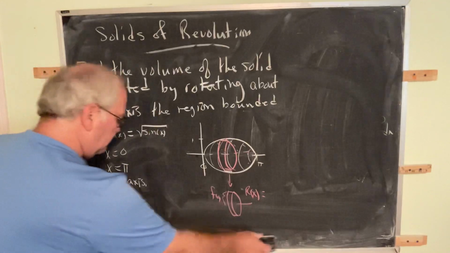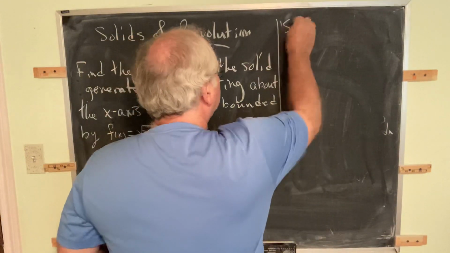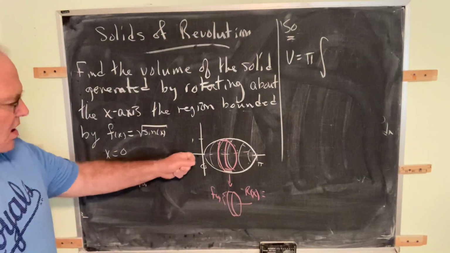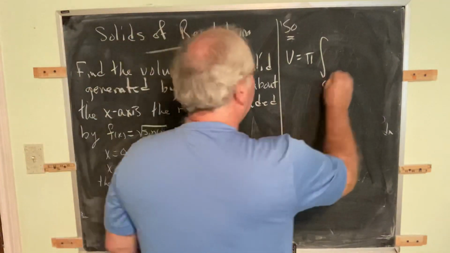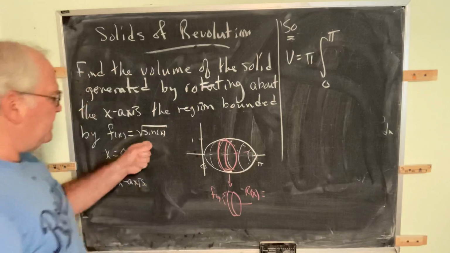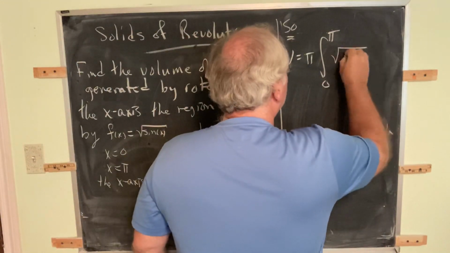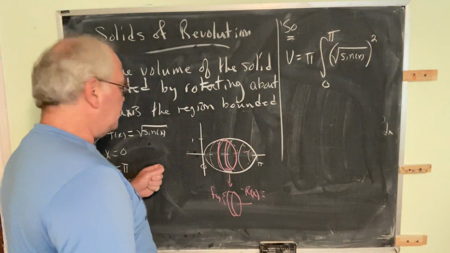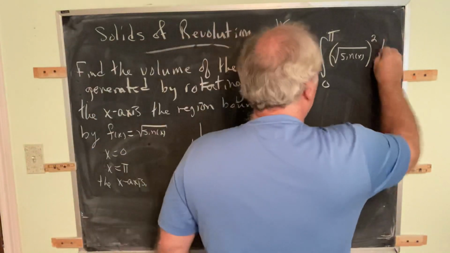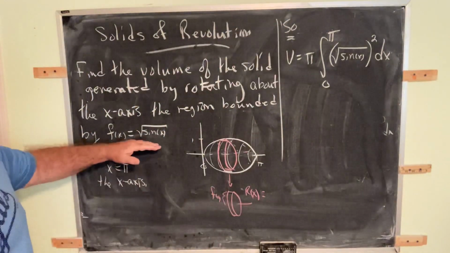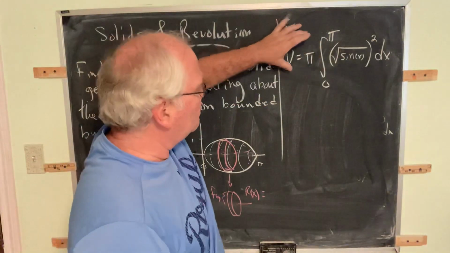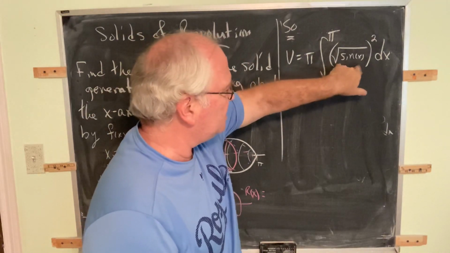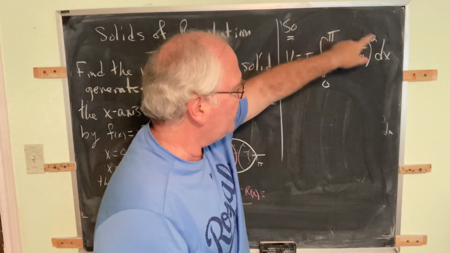So we want our volume, pi. The endpoints of the partition are the endpoints of the region, which is from 0 to pi. And now we need the radius, which is the function squared, pi times the radius squared, and then the last piece we need is the thickness, delta x. So the volume is pi times the integral from 0 to pi of the square root of sine of x, that's just the function squared, dx. It's always the function squared dx.